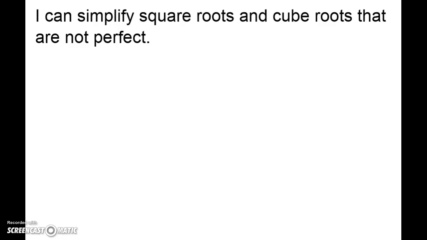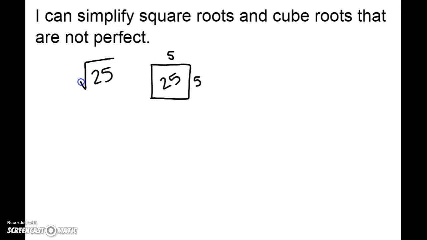Hey guys, today we're going to work on being able to simplify square roots and cube roots that are not perfect. So if you remember from a little bit earlier this unit, we were working on what happens when we have the square root of 25. And it turned out that that actually was a rational number when we took the square root of it, because 25 can create a square with an area of 25. The side lengths would be 5 by 5, and that would give us 25 squares in the middle.